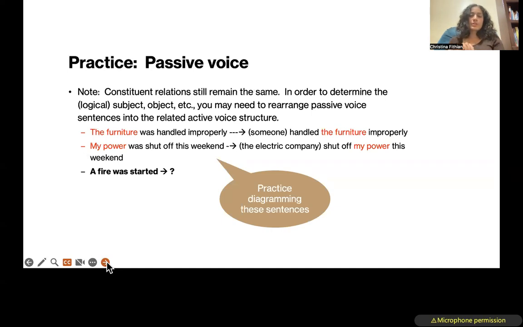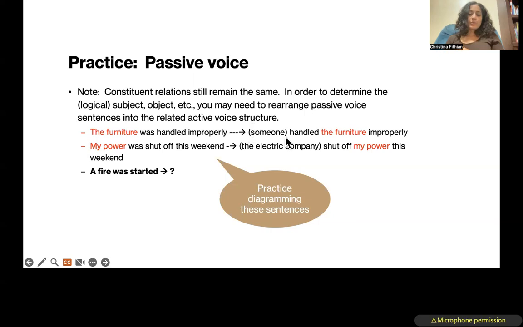Okay, so it's important to note with passive voice that constituent relationships are still going to remain the same. In order to determine your logical subject, your object, and so on, you may need to rearrange the passive voice into the related active voice structure. It just sometimes can help you. Now, for example, if I have this sentence, the furniture was handled improperly. Here, I might say, oh, okay, I see some version of be, was, and I see what looks to be a past participle form, handled. So I think I must have a passive here, and I need to think, okay, can I move some things around? Can I make this into an active sentence?